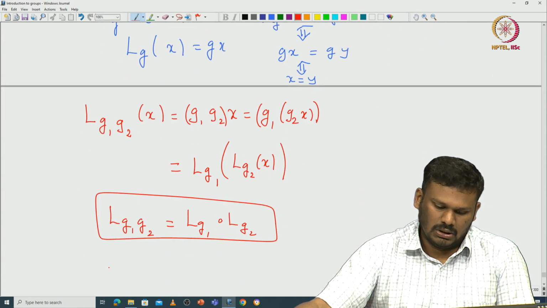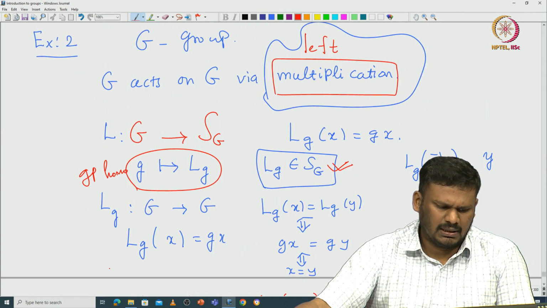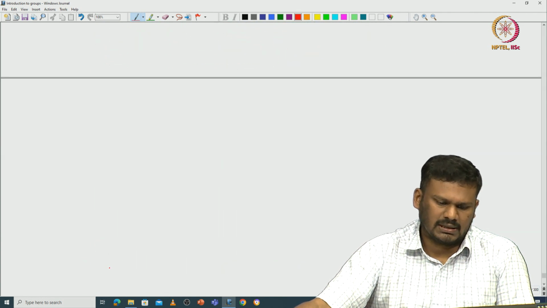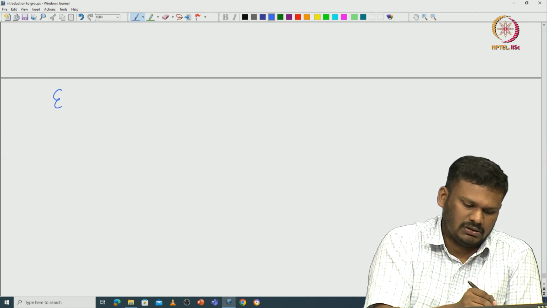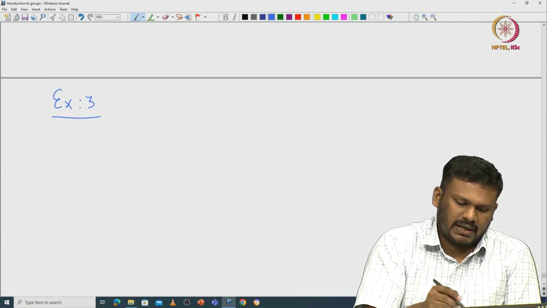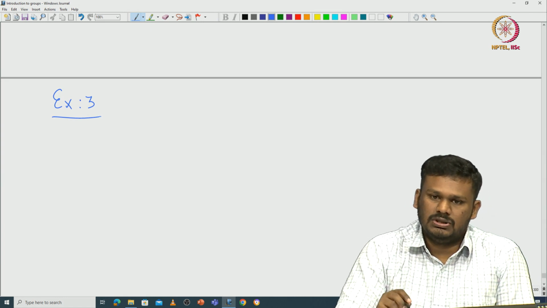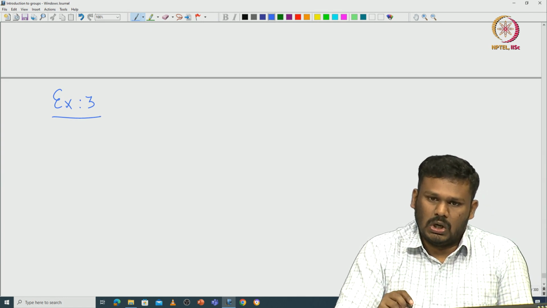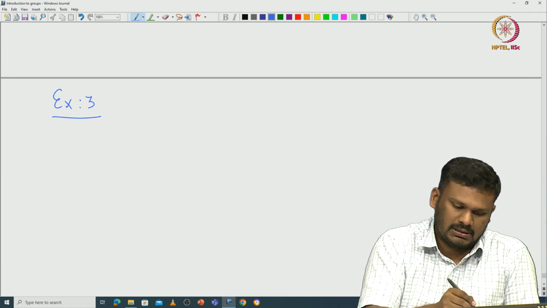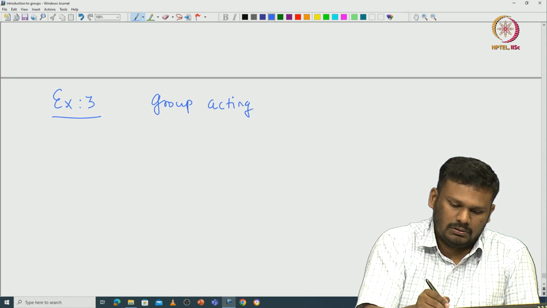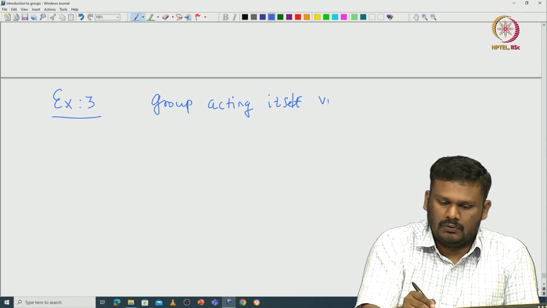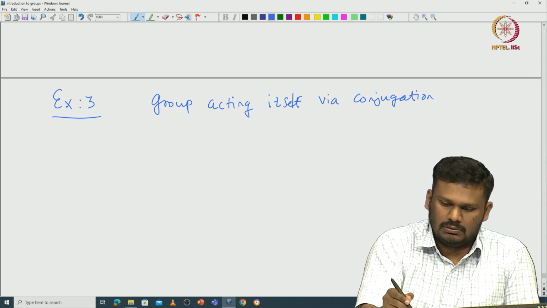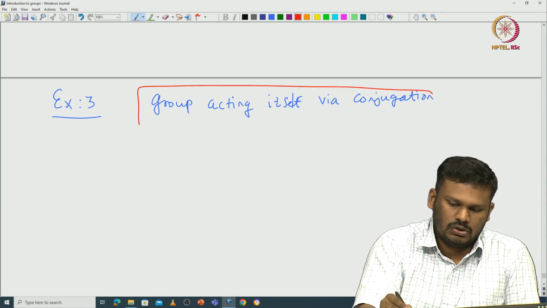Okay. So, here is another interesting action, which is a very important action. This is example 3. Again the group is acting on G via what is called conjugation. This is a conjugate action, a group acting on itself via conjugation, or conjugative action. So, what is the meaning of that?